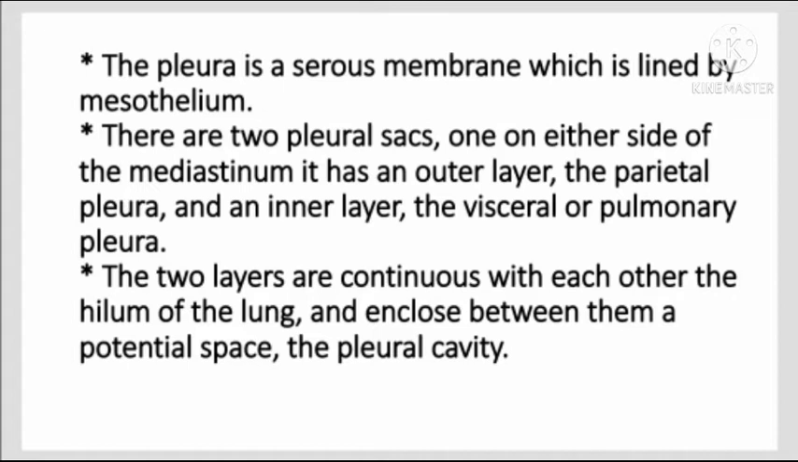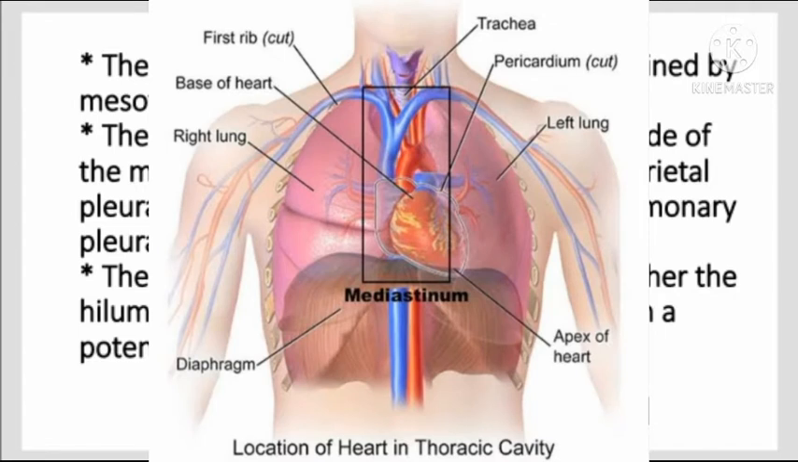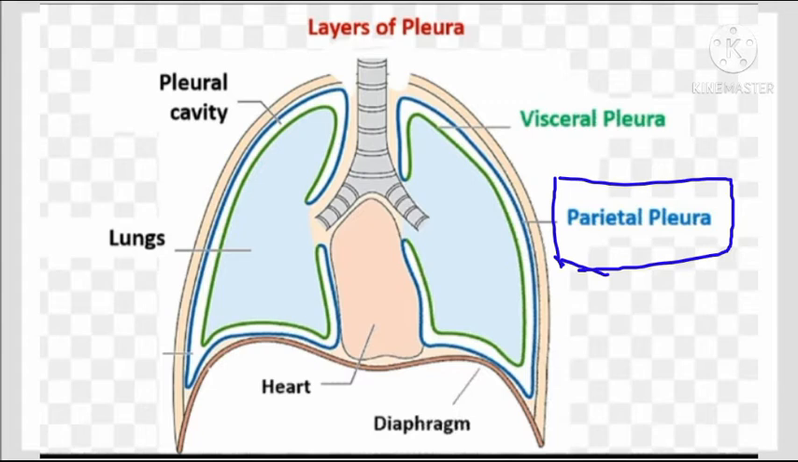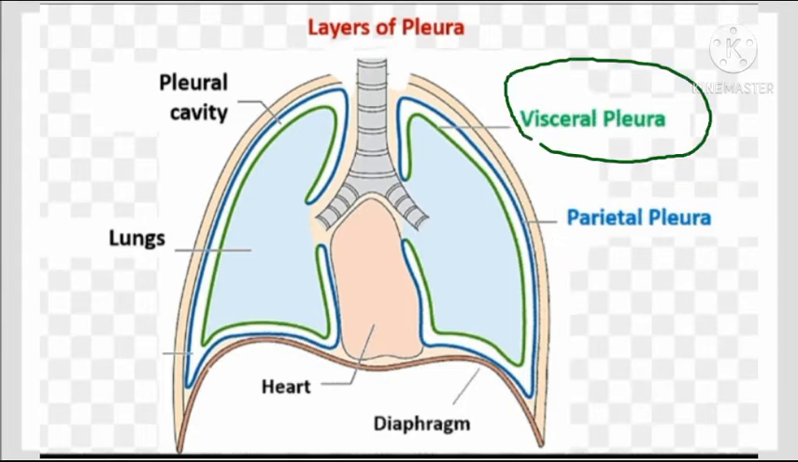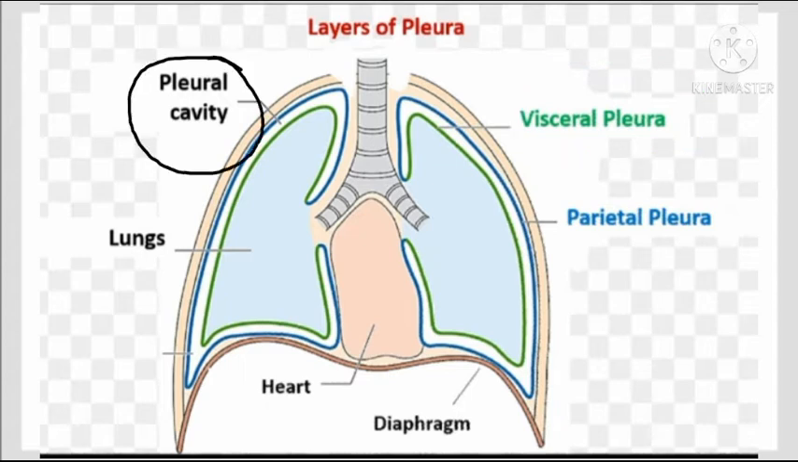The two layers are continuous with each other at the hilum of the lungs, and enclose between them a potential space, the pleural cavity. Mediastinum is the space between two lungs in the thoracic cavity. The blue color layer which you can see in this diagram is the outer layer, the parietal pleura. The green color layer is the inner visceral pleura. The space between parietal pleura and visceral pleura is called the pleural cavity.